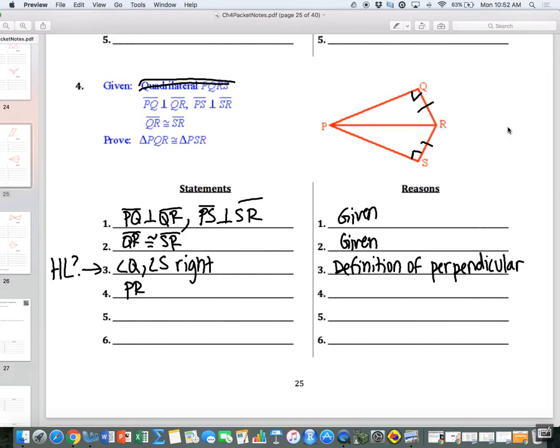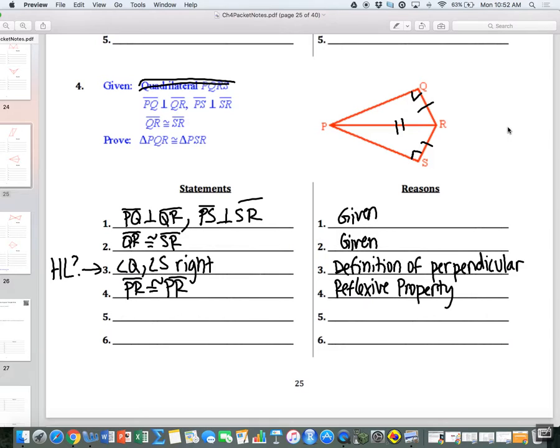Okay, so we get PR is congruent to PR. Alex, reason? Reflexive property. Reflexive property. Okay, so PR is congruent to PR. Based on this figure, is this an HL proof or is it something else?